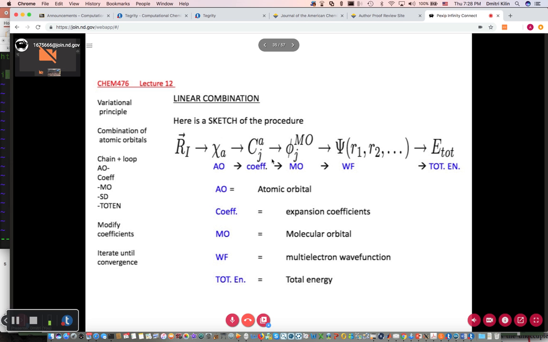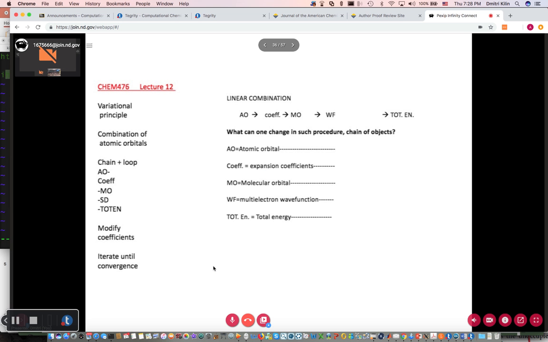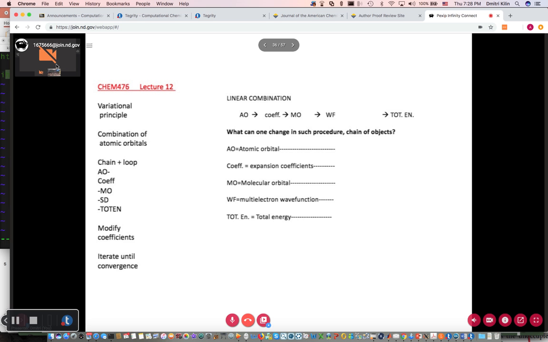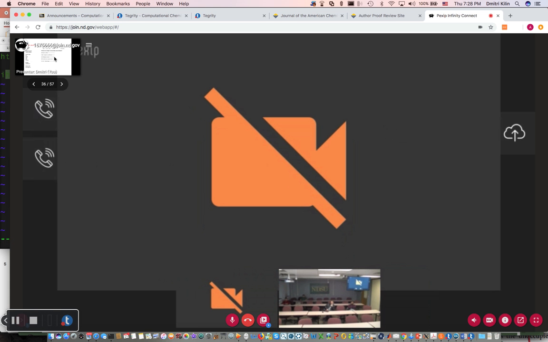So here is a little dictionary. Atomic orbital, coefficient, molecular orbital, wave function, total energy. Now, there is a question. Which of the objects in this chain are changeable and which are non-changeable?